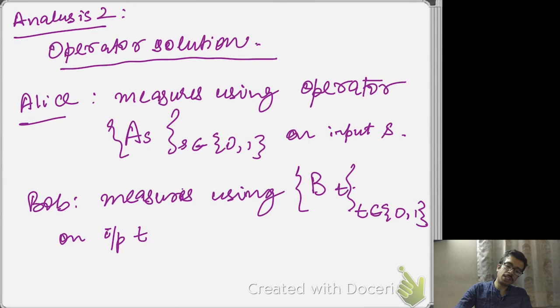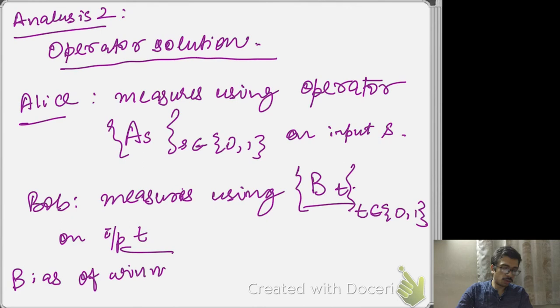And both of these are binary variables, which means that their eigenvalues are going to be plus or minus 1. So they'll measure in the eigenspaces. If they get the projector corresponding to plus 1, they output plus 1. If they measure the projector corresponding to minus 1, they output minus 1. And here what we need to maximize is the bias of winning. Because it's easy to analyze for binary observables, the bias of winning in this case is going to be 1/4 the sum over S and T, the expected value of V prime of A, B, S, T.